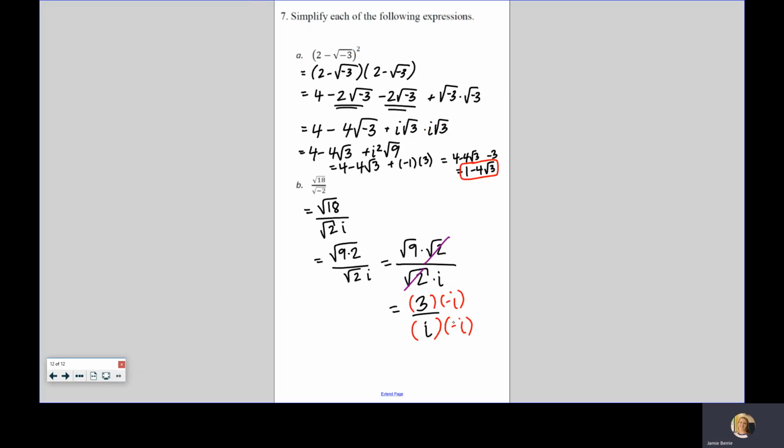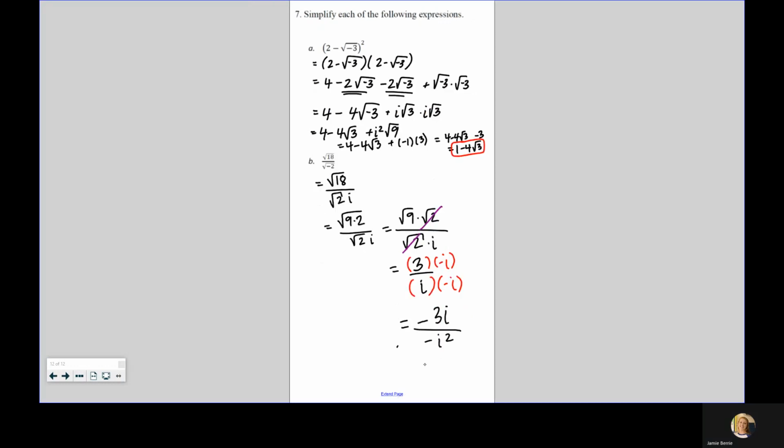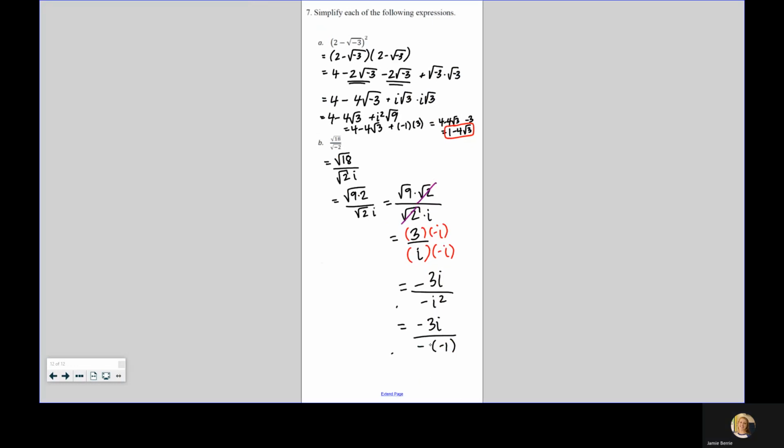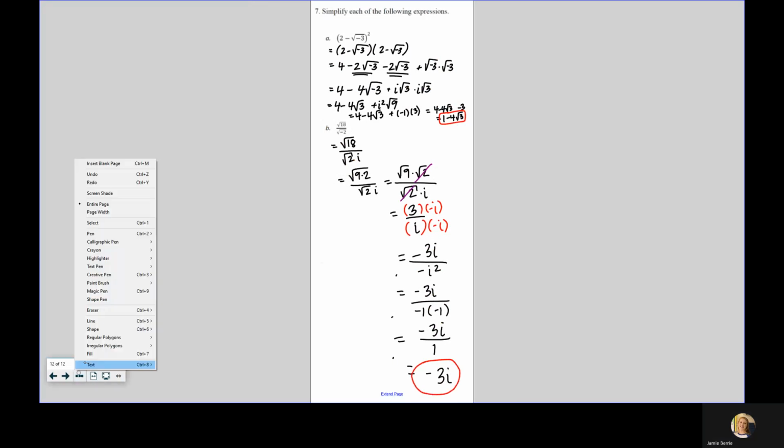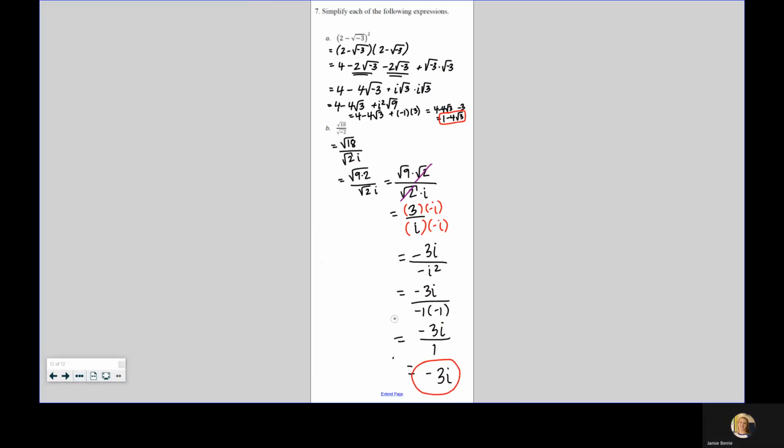So then we would have 3 times negative I would be negative 3I over I times negative I would be negative I squared. All right, we know that I squared is negative 1, so that's going to be negative 3I over negative 1. That means negative 1 times negative 1 is positive 1. So negative 3I over 1, which is just negative 3I. Okay. And there you have it.